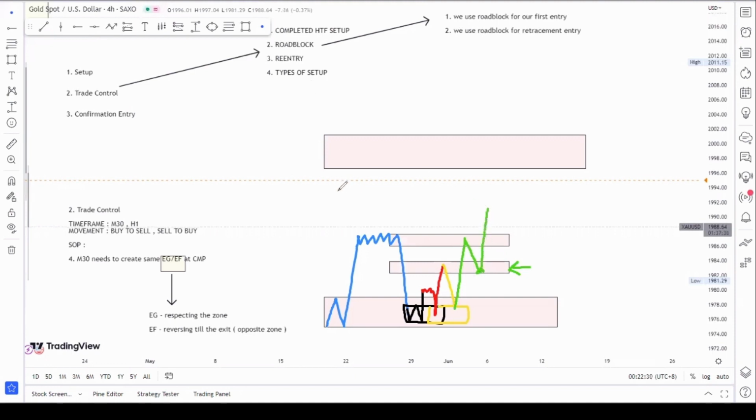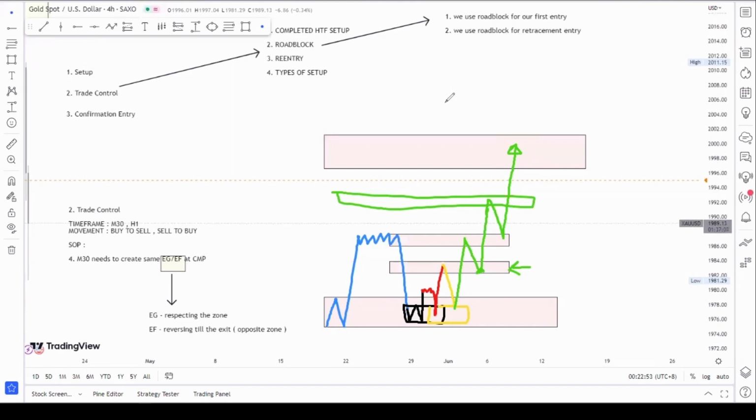For an example, we have another roadblock here. If there is a confirmation entry here, the price will respect the roadblock, and then go to our other EF, and then reach our sell zone, which is our opposite zone, our exit. So do you understand that? Yes, I understood. I had a few questions here.